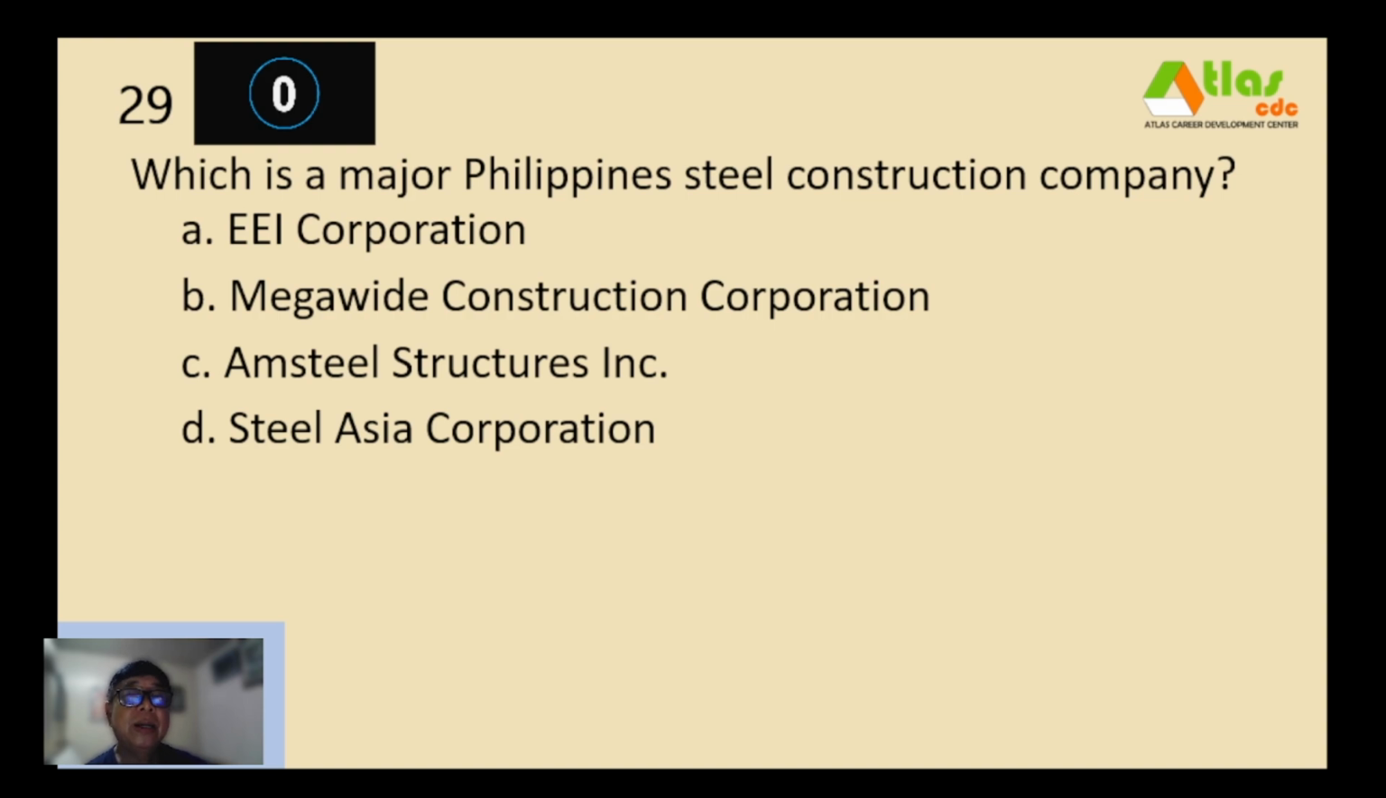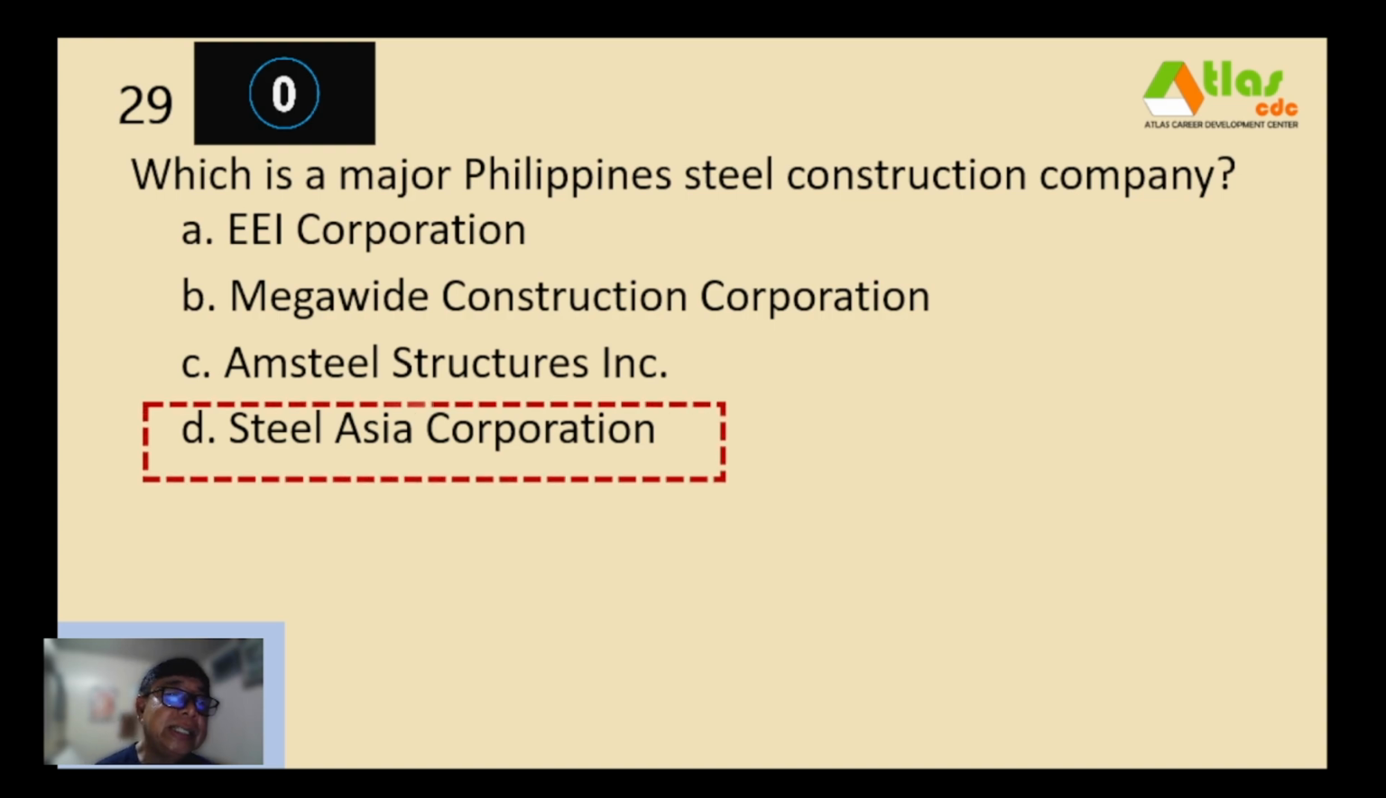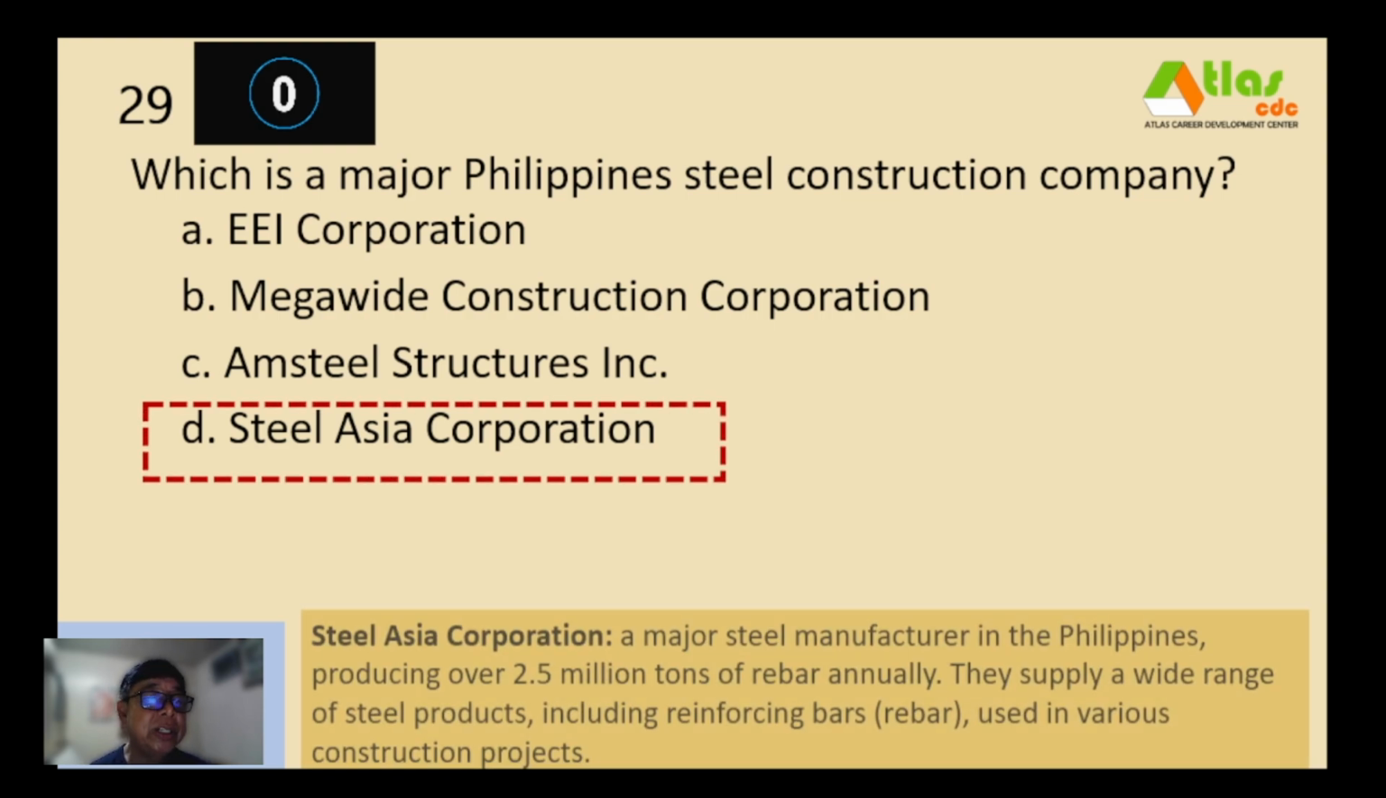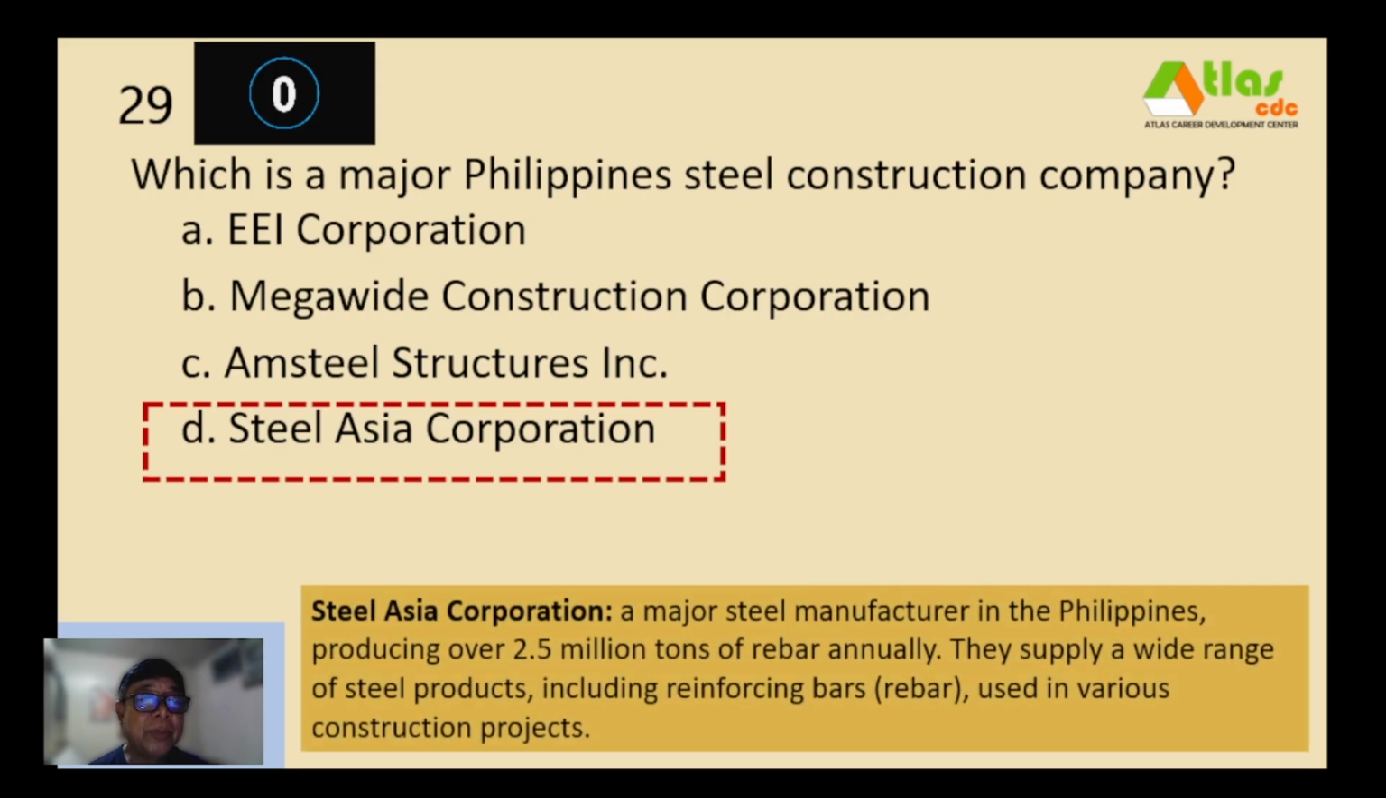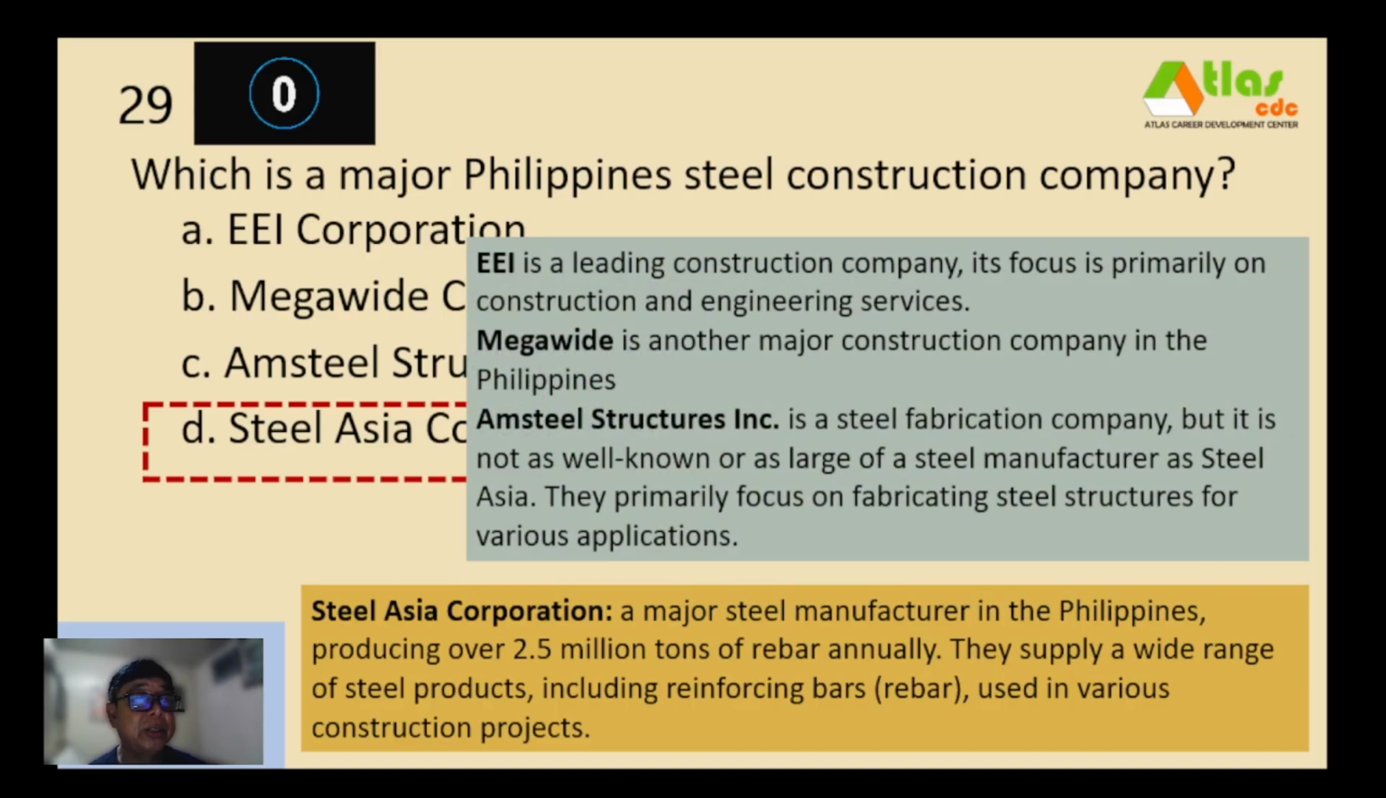And our correct answer is letter D, Steel Asia Corporation. So Steel Asia Corporation is a major steel manufacturer in the Philippines, producing over 2.5 million tons of rebar annually. They supply a wide range of steel products, including reinforcing bars used in various construction projects.